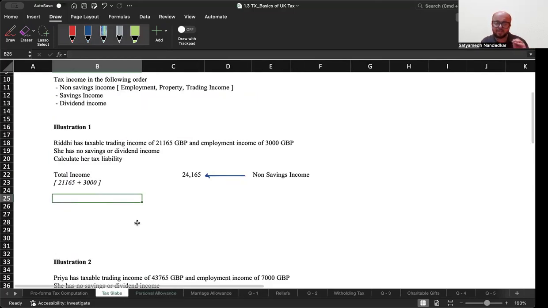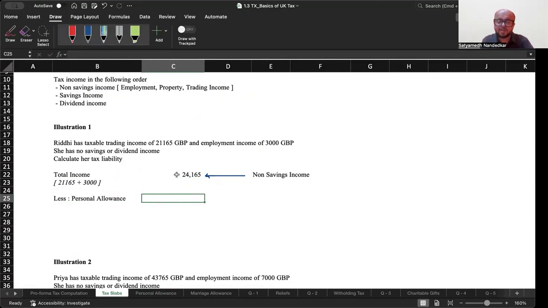So what does HMRC say? HMRC says that if your total income is 24,165, we know that you will need to incur a certain expense to keep yourself alive. To that extent, we will not tax you. We'll tax you beyond that. So from this total income, I will deduct an amount called personal allowance. That is the basic amount which I have to spend on myself, on my own person, to keep myself alive and kicking.